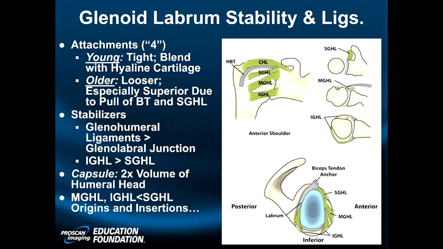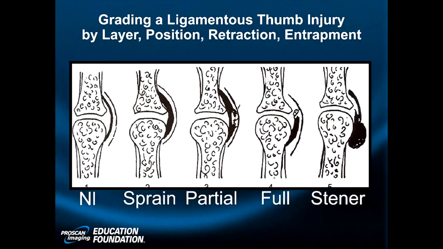Then you've got the linear or oblique, can do whatever it wants, or perforated MGHL traveling with the subscapularis. And then all the way at the bottom you've got the anterior band, the posterior band, and the axillary band of the IGHL. So these are important static stabilizers along with the musculature.